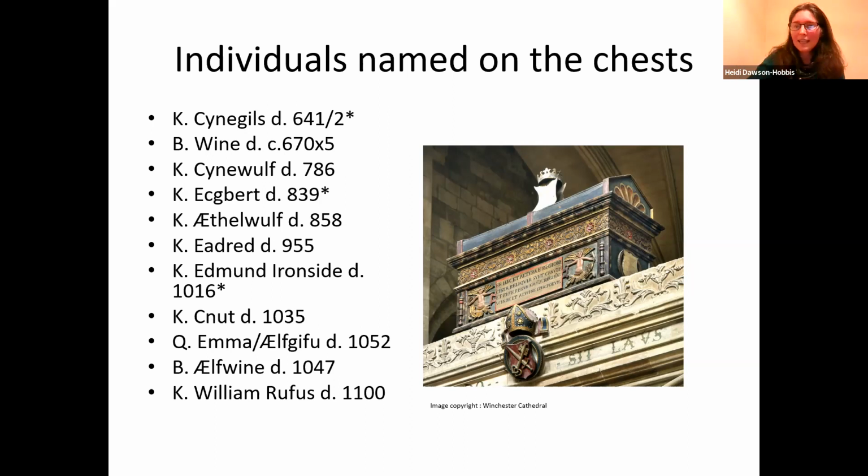So this slide here just shows some of those individuals that are thought to have been placed within these mortuary chests, ranging from the 7th century up until the 12th century. So various kings, one queen, Queen Emma, and some bishops as well are thought to be within there. And the image is just one of those chests as they sit up on the presbytery above the choir.